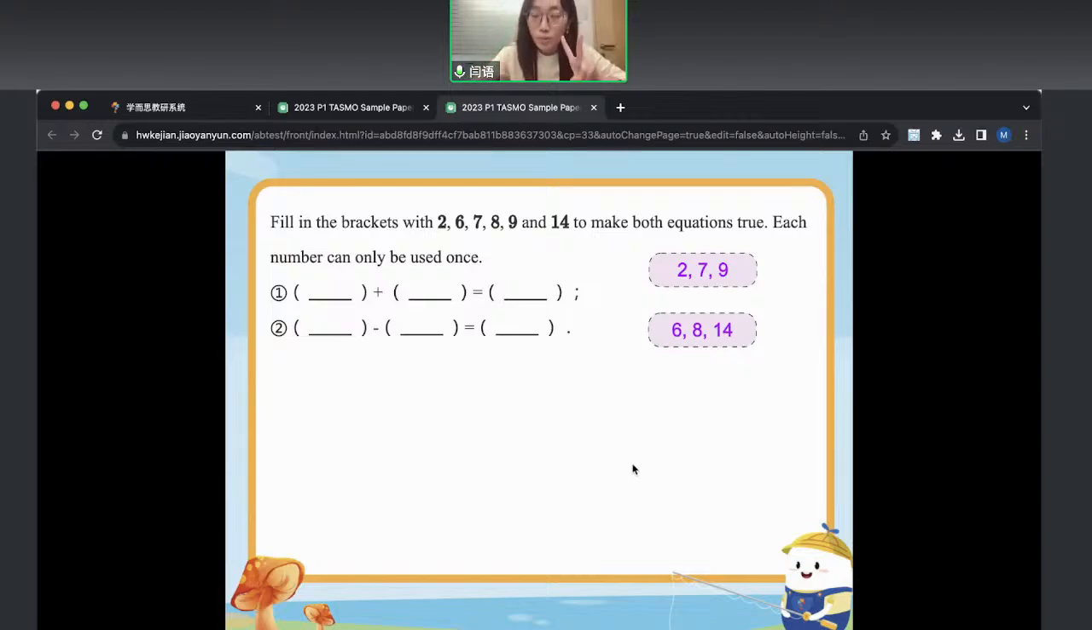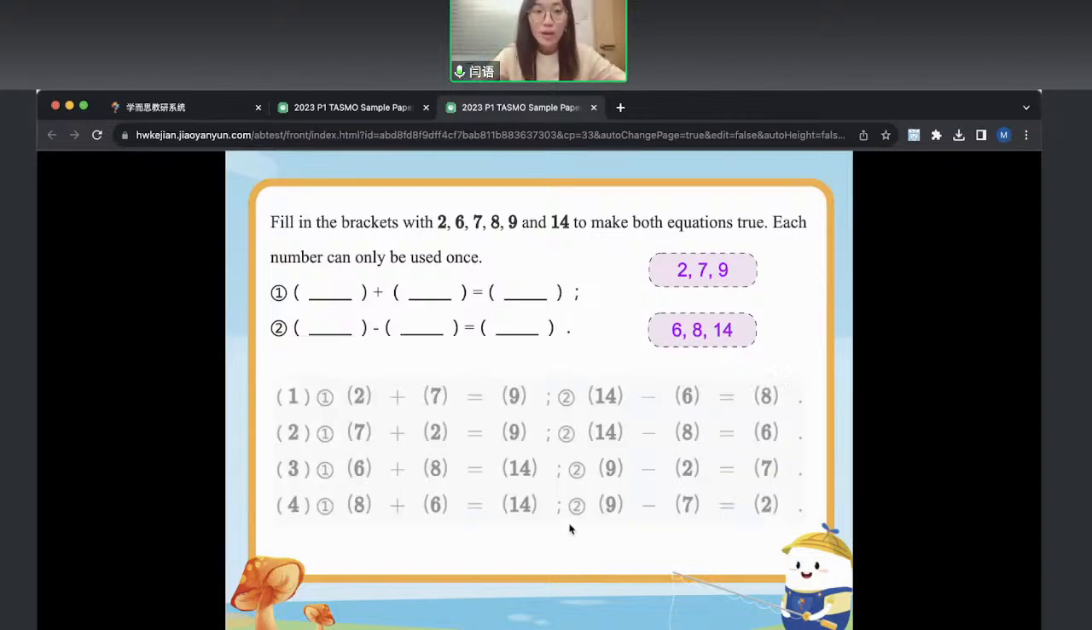And then actually you see there are several possibilities. Here, everyone, you can just write it down. 2 plus 7 equals 9. 14 minus 6 equals 8. Also, you can try to shift the position. Maybe 7 plus 2 equals 9, or 14 minus 8 equals 6. And also you can exchange. Maybe I use the 6, 8, 14 to make the addition, and 9 and 7 to build the subtraction.